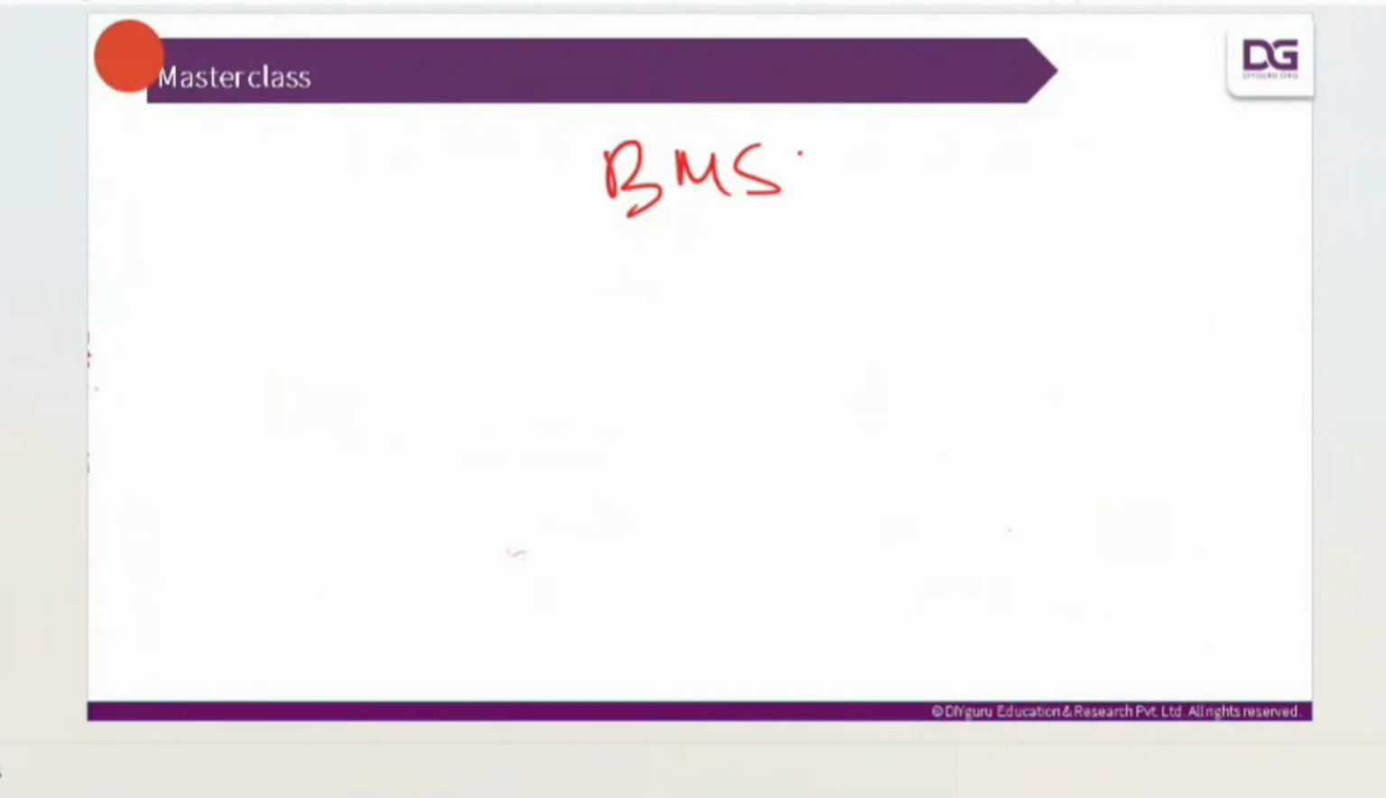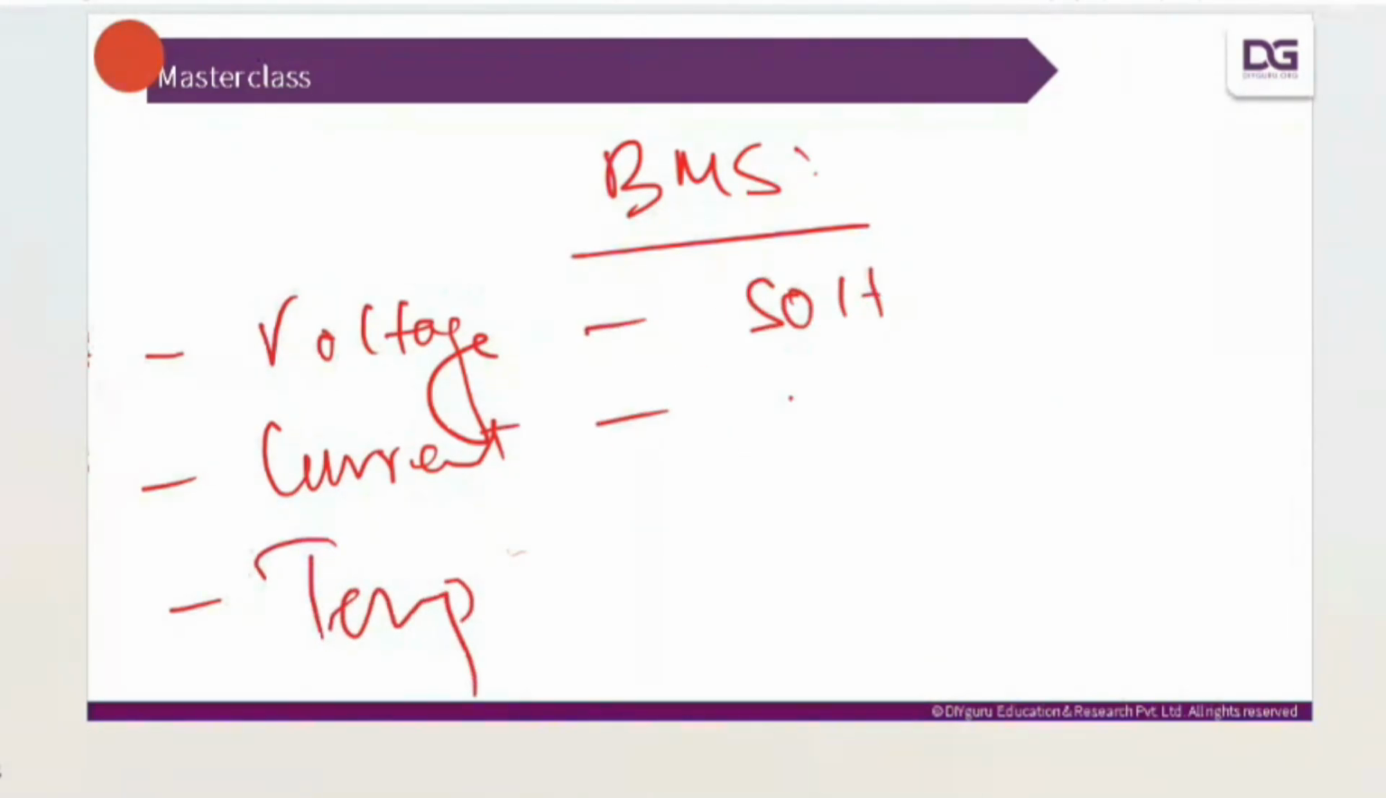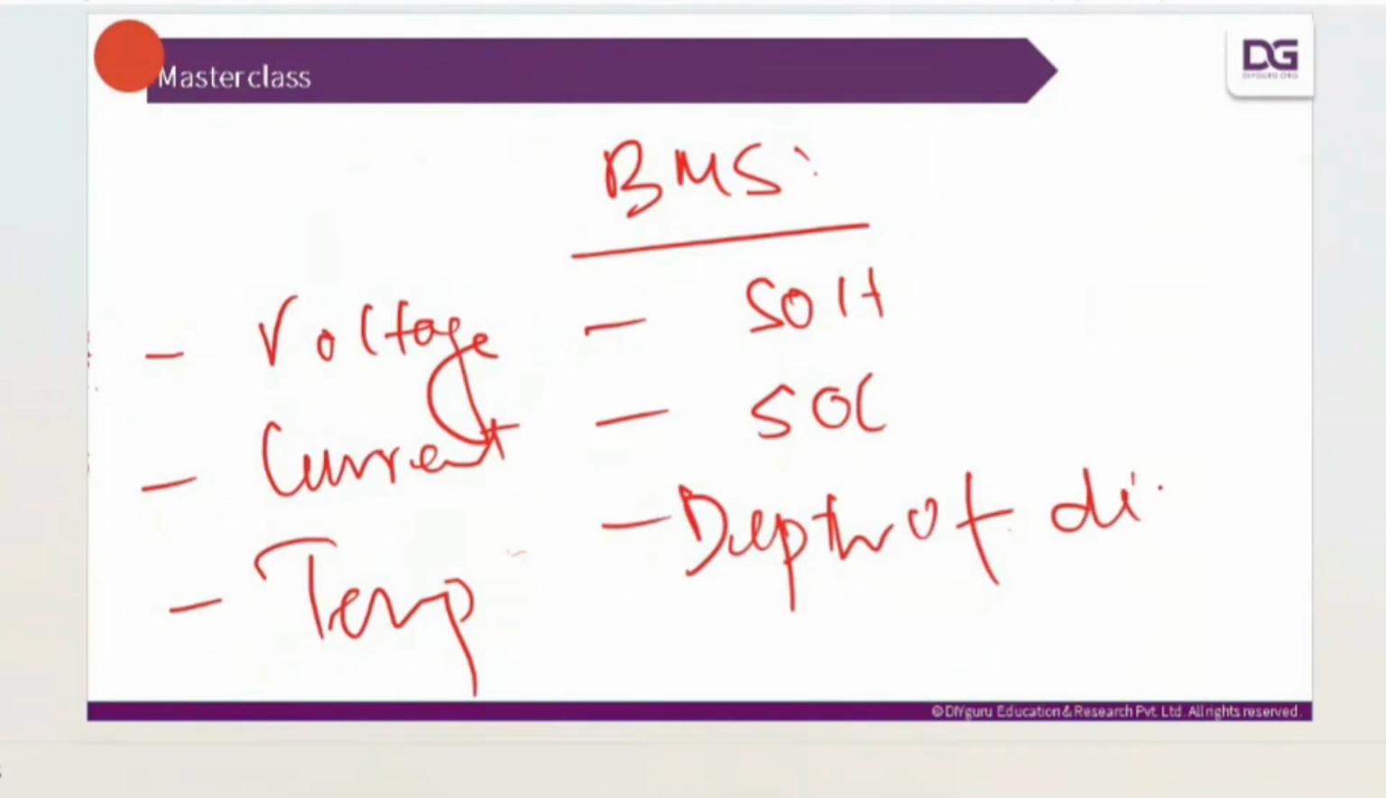Can anyone name them? So yes, we have voltage, current, temperature, SOC, SOH, depth of discharge. So all these things are basically controlled with the help of the battery management system.